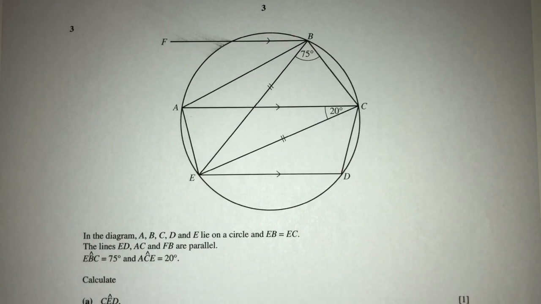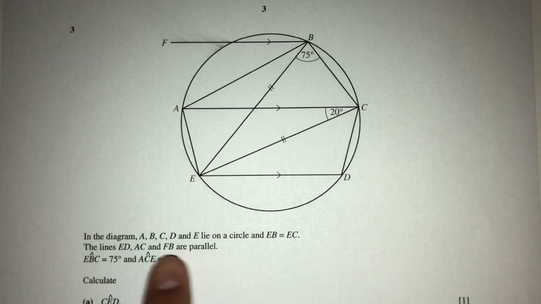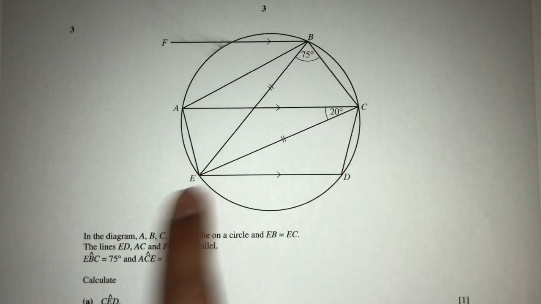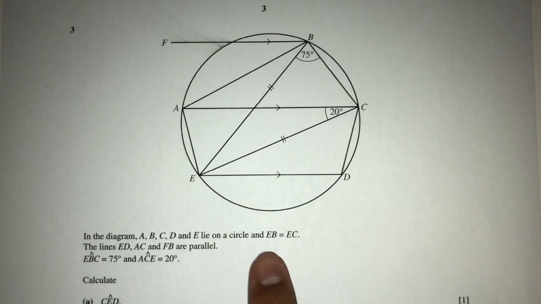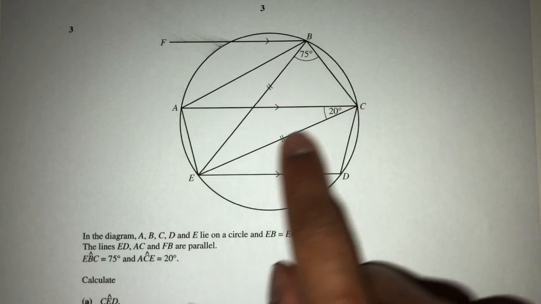So here what do we have? In the diagram we have A, B, C, D, and E lie on a circle. So that is very important here. A, B, C, D, and E, they lie on the circle. As you can see, they touch the circle surface. Now, with EB equal to EC. So this is EB and EC.